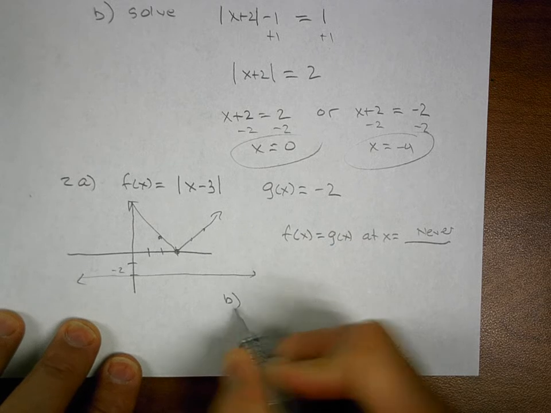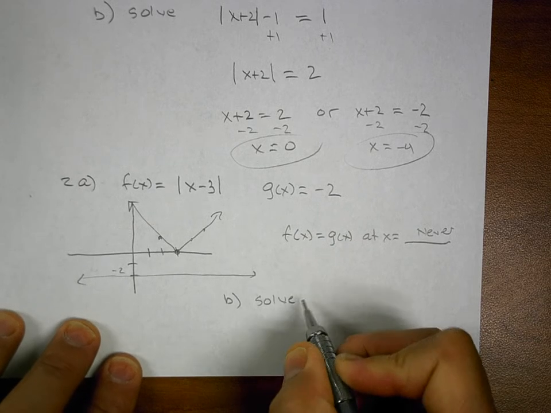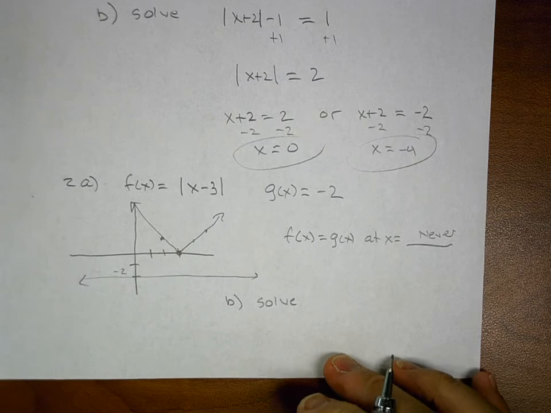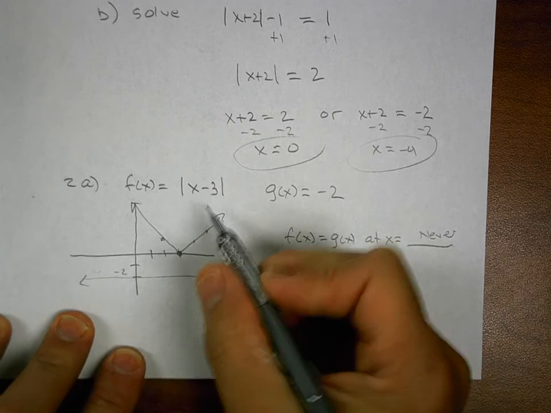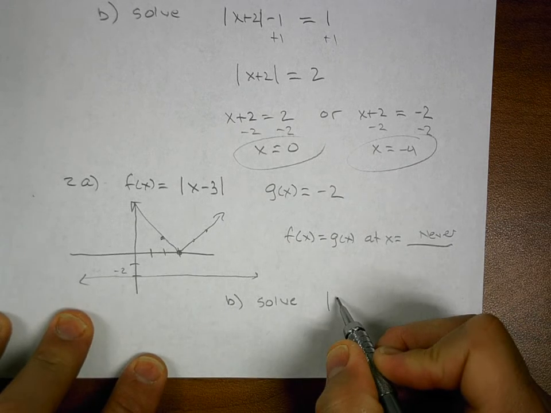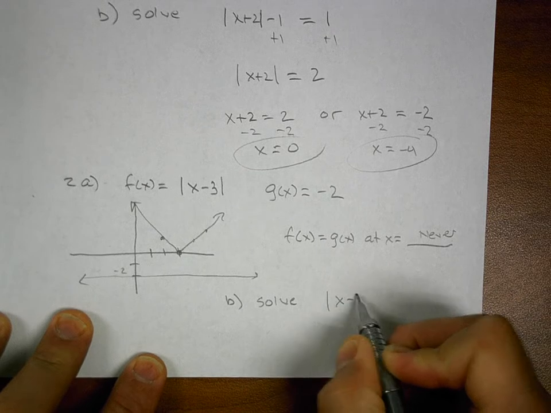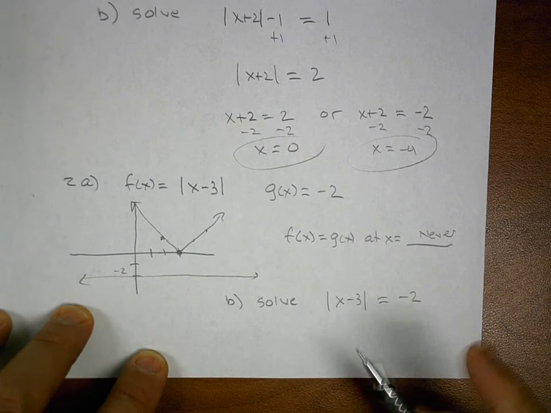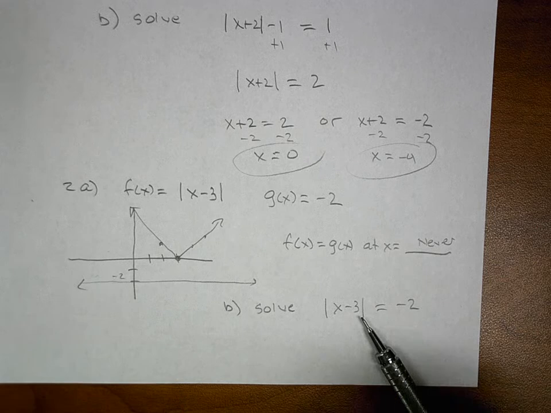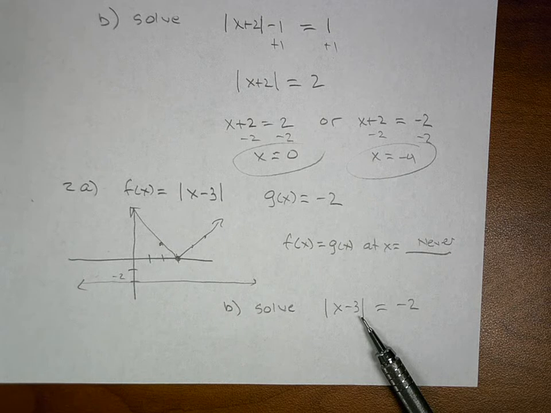So b. So let's go ahead and solve f of x equals g of x. Okay, so let's take this. So absolute value of x minus 3 equals -2. And let's kind of think about the same thing here. Is there any number that we could put underneath there, take the absolute value of it, and make this true?